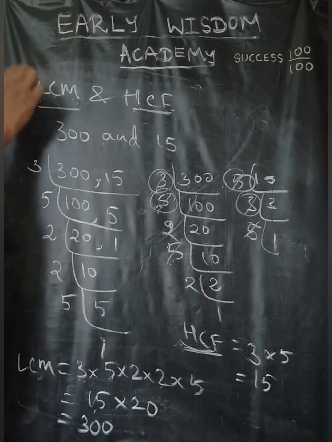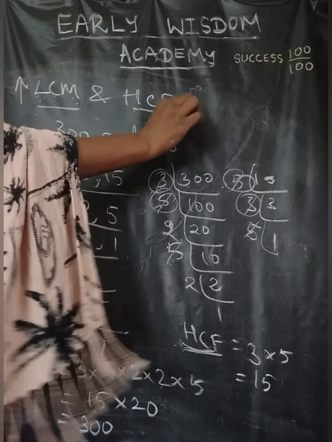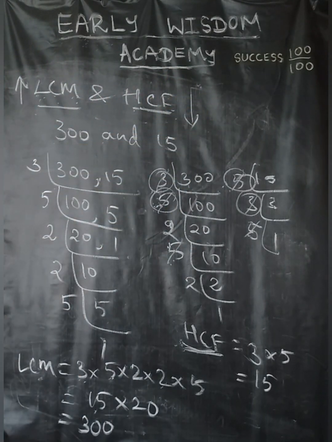LCM and HCF: LCM is always a greater number. HCF is always a smaller number. You should remember this. LCM is a greater number, HCF is a smaller number.